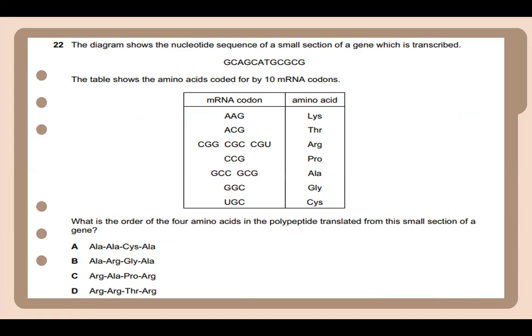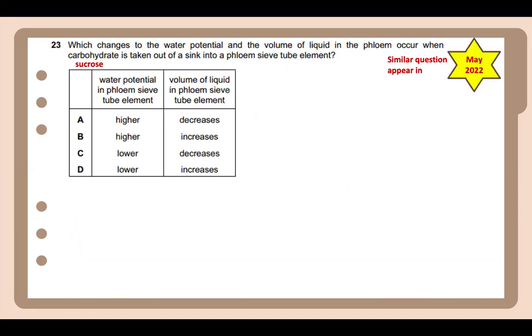The diagram shows the nucleotide sequence of a small section of a gene which is transcribed: CGA, GCA, TGC, GCG. The table shows the amino acids coded for by 10 mRNA codons. What is the order of the 4 amino acids in the polypeptide translated from this small section of the gene? The answer is D.